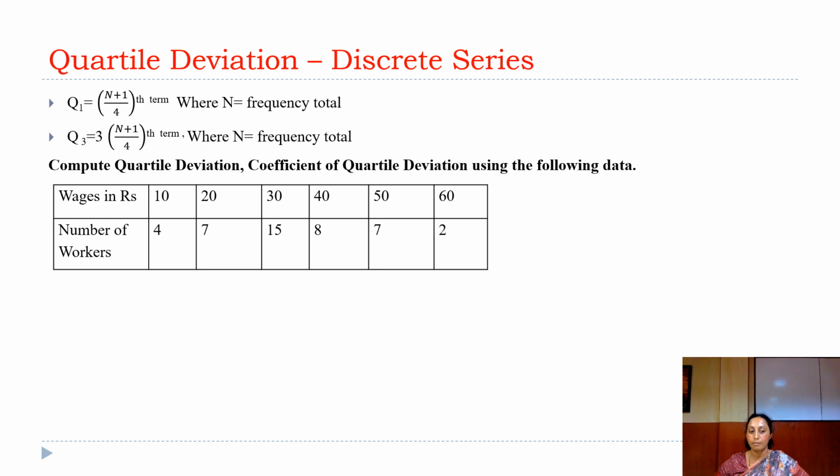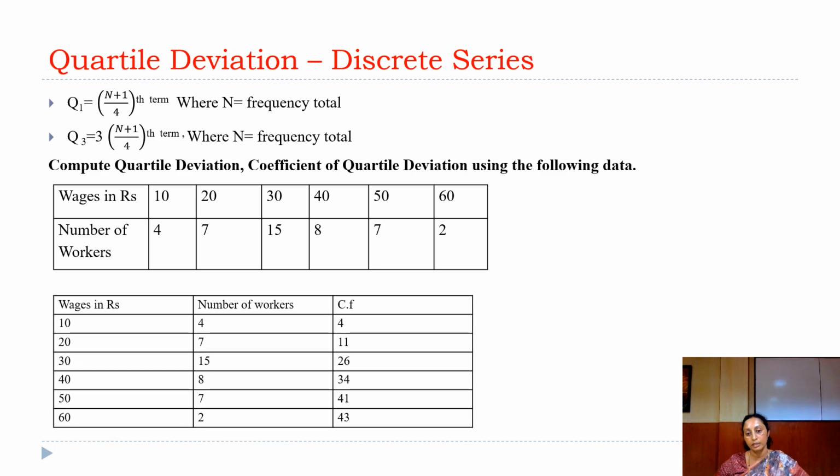So here is an example. Here we have got 4 workers whose wages is 10 rupees and we have got 7 workers whose wages is 20 rupees and we have got 15 workers whose wages are 30 rupees. Like that the data follows. So this is a discrete observation. So how to find the quartile deviation?